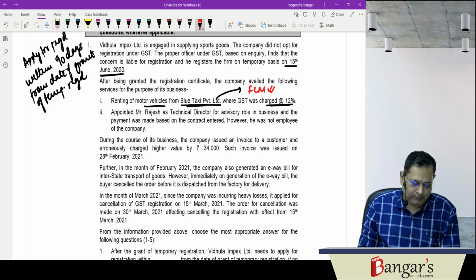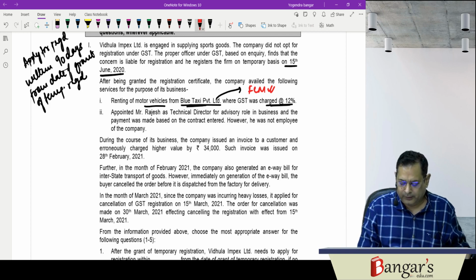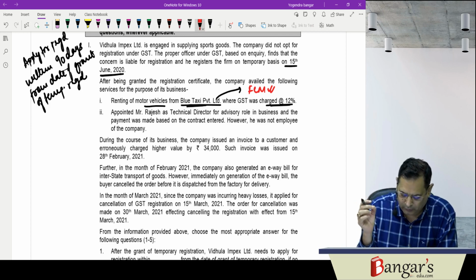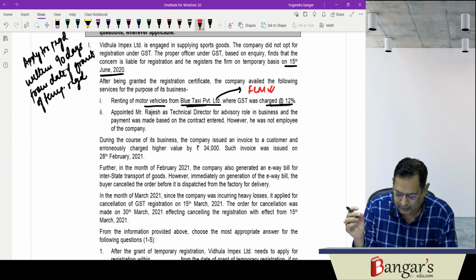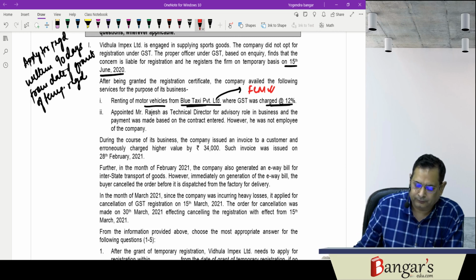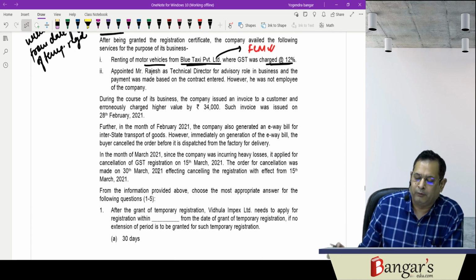Basically, it will be covered where? Under forward charge mechanism. So we have seen that if supply is by a body corporate, then it is covered under forward charge. But if supply is by a person other than a body corporate and the recipient is a body corporate, reverse charge mechanism is applicable where the rate of GST is 5%.